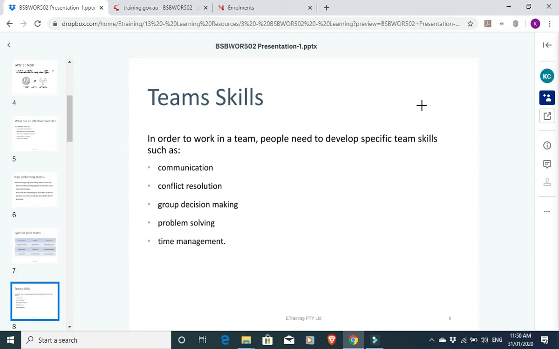So let's look at the skills. What skills are required for each team? First is communication. If there's no good communication in a team, there'll obviously be conflicts from beginning to end. So the team needs to communicate effectively. They need to understand how best to communicate with each other.